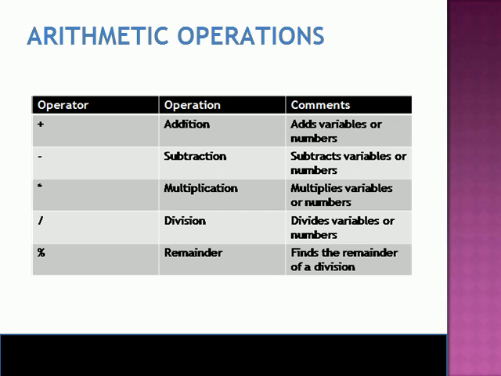Subtraction, it is used to subtract the variables or numbers. Multiplication, it is used to perform multiplication between variables or numbers. Division operation performs division between variables and numbers, and remainder is used to find the remainder of the division. So these are the 5 operations we can use.